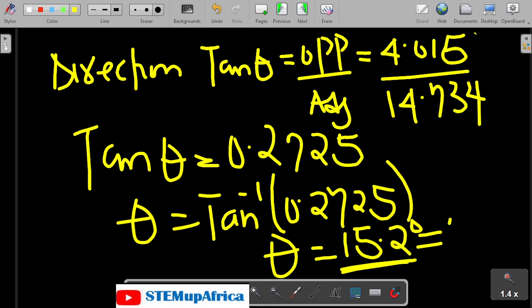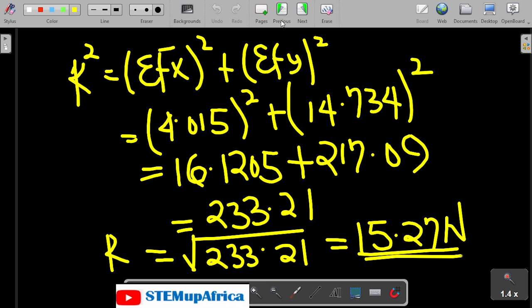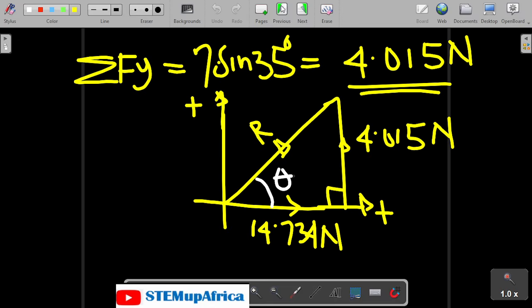So we will write it as 15.2 degrees because it falls under the first quadrant. So this is the solution to that question. Question number is not clear. So let's see the question we have next.